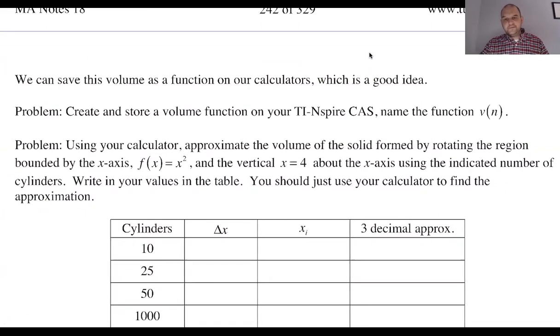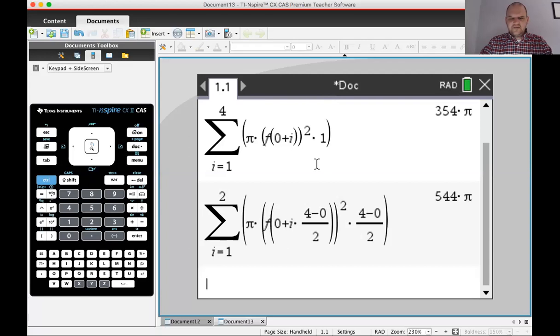What we want to do now is create and store a volume function on the TI-Nspire CAS, and we want it to be a function of n. So n is the number of cylinders. And we're still doing the same problem. We're going from 0 to 4 of x squared, going around. We know that it gives us kind of a horn shape, or like a thumbtack, a push pin type of thing. So what I'm going to do is switch over here and share the calculator. I think I'm going to start a new document.